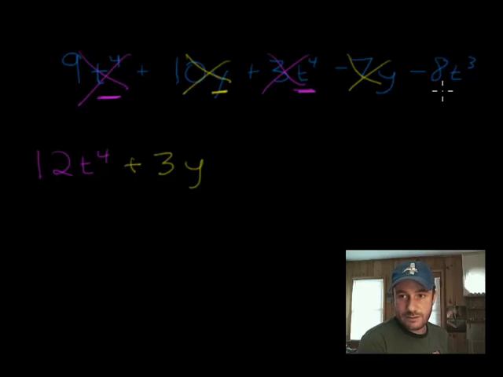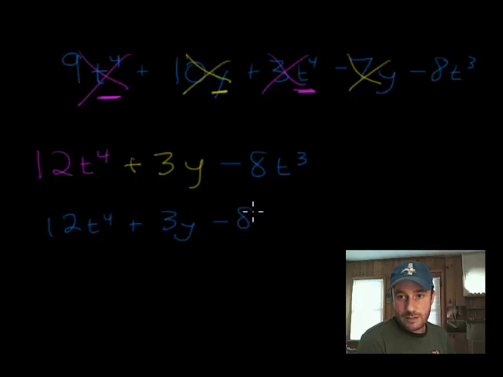What do we have left? Only a negative t to the third. So we don't have anything else to combine that with, so we just have that by itself. Negative 8t to the third power. So that should be your answer. 12t to the fourth plus 3y minus 8t to the third. Okay? And let's look over the answers here. Yes, that's the correct answer.